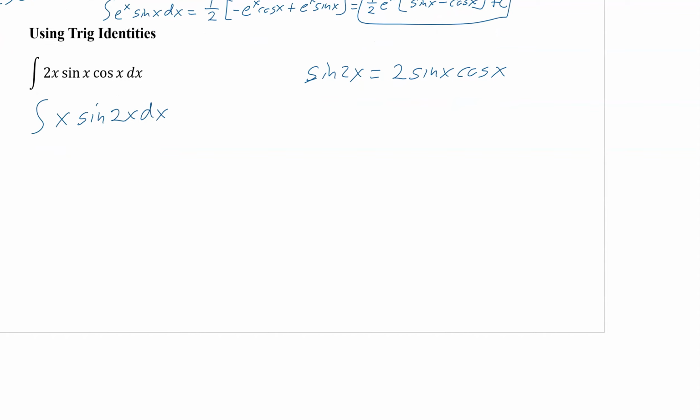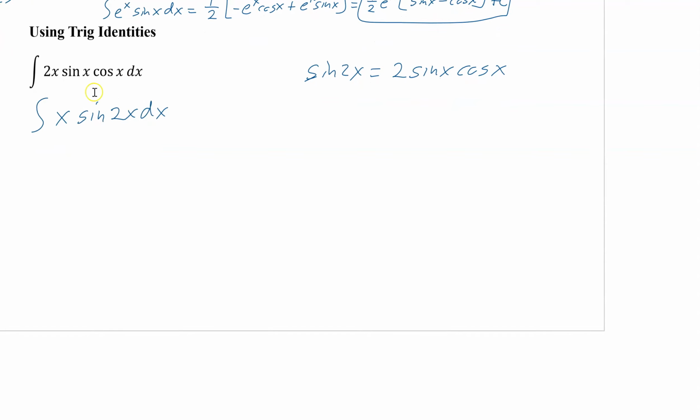Now everything is great. And if you remember, we want to always pick our algebraic before our trig, because again, the algebraic will become very nice. So our u is x, and dv is equal to sine 2x dx. So we get du equals dx, and then v equals negative 1/2 cosine 2x.